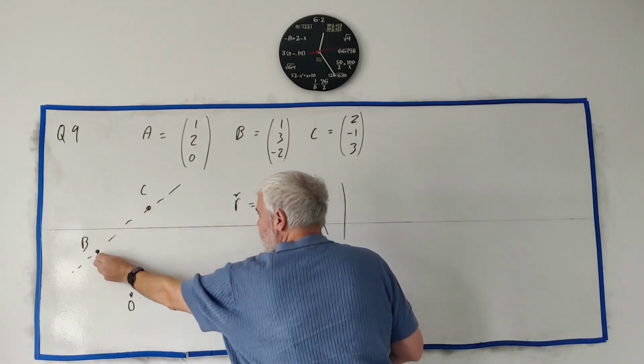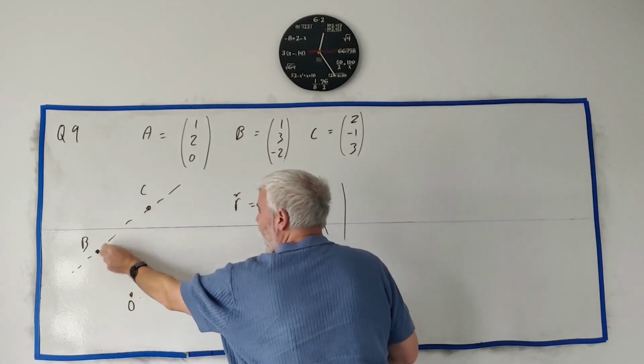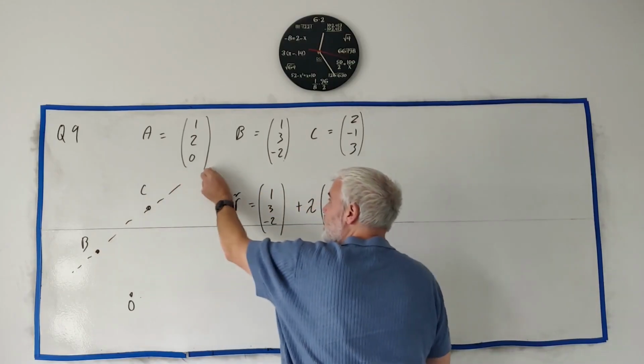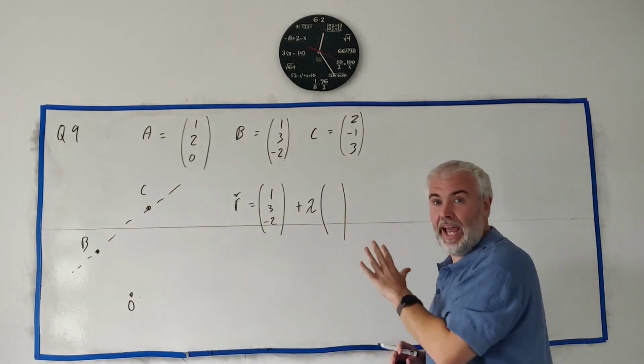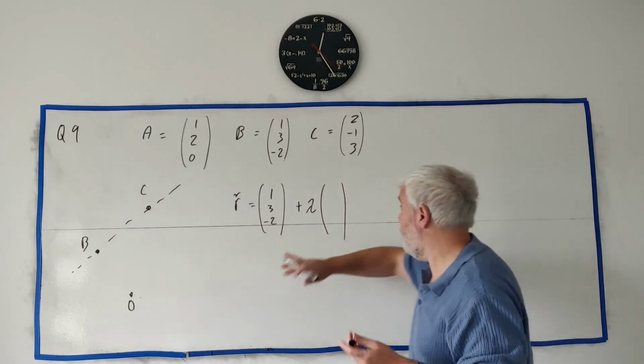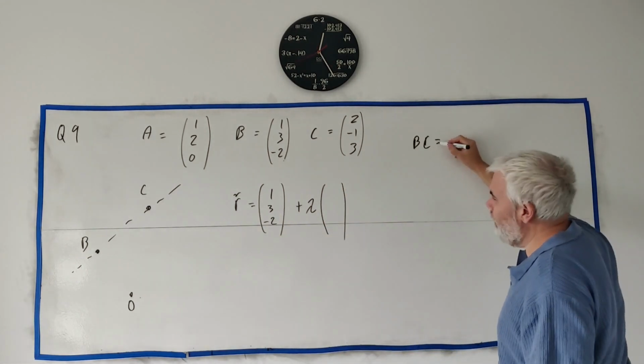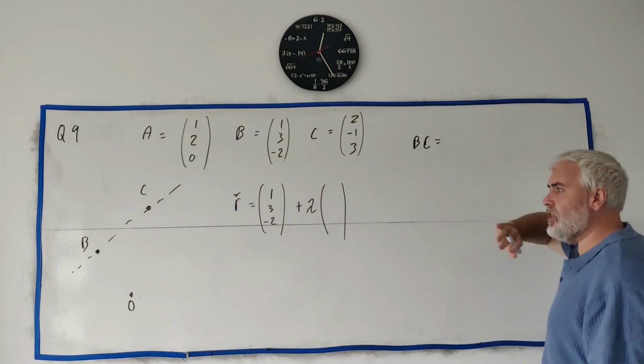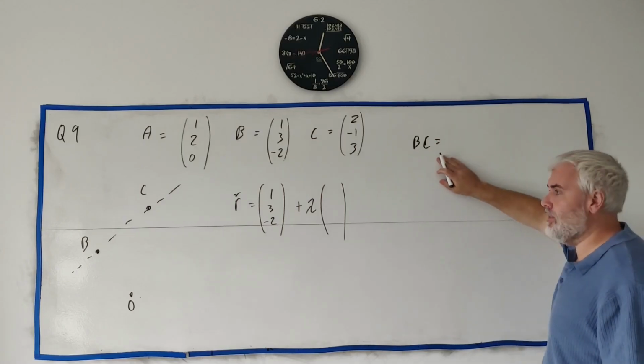I'm going to use BC, so 1 BC will get me here, a half BC will get me here, 2 BC will get me there. This will get me anywhere on the line. All I'm missing is a vector on the line. So I need BC. And to remind you, BC is again instructions how to get from B to C.